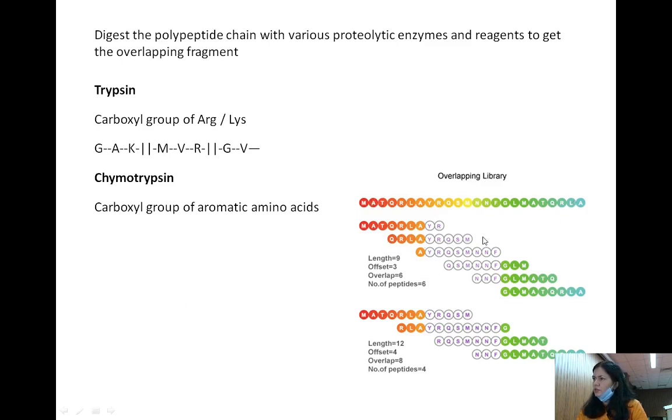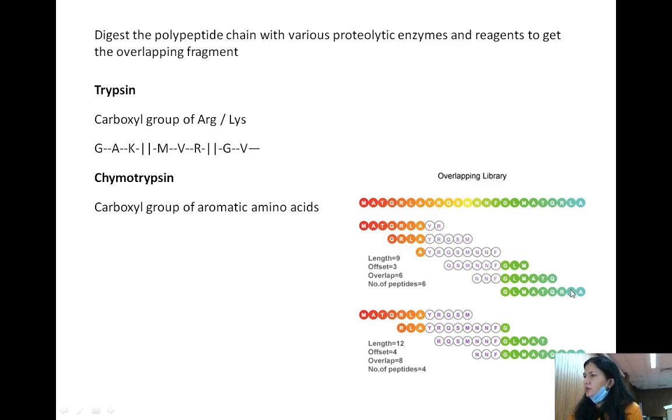You will get different fragments of different sizes, and some of these fragments will have an overlapping fragment, isn't it? Suppose this is one fragment and this is the second fragment. You can see that some portion of the first and second fragment overlap, and this is known as the overlapping fragment. Clear? So we will treat this polypeptide chain with different endopeptidases or chemicals to get the overlapping fragments. And each overlapping fragment will have the N-terminal end as well as the C-terminal end.